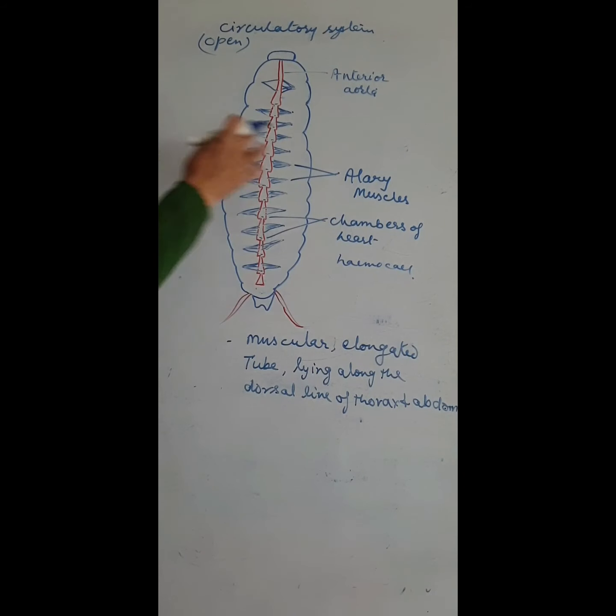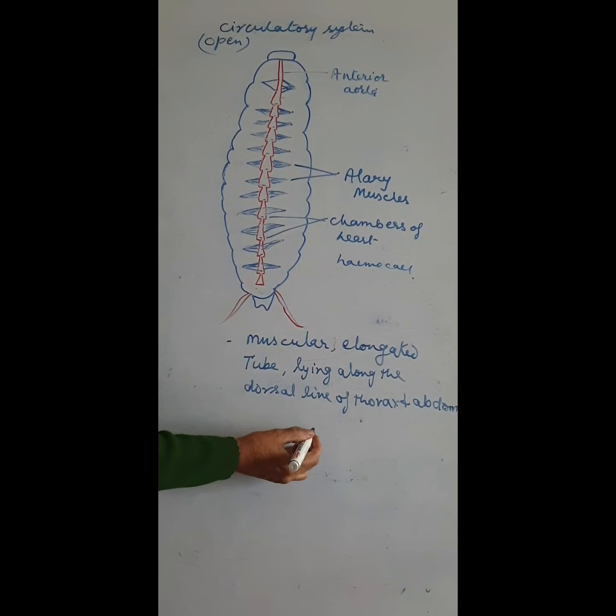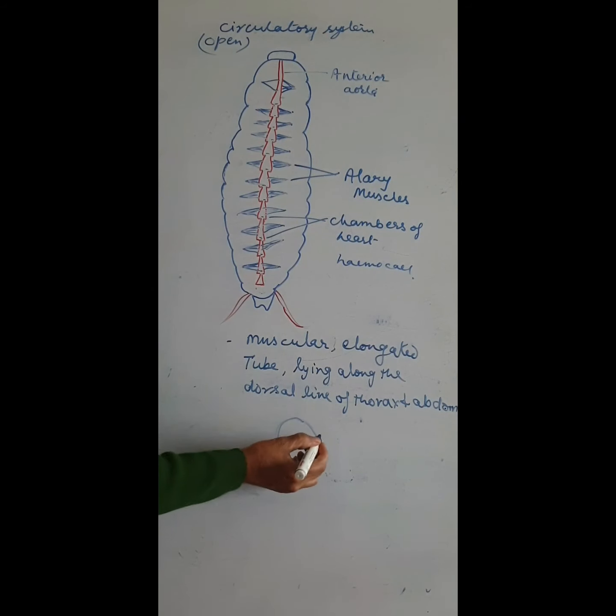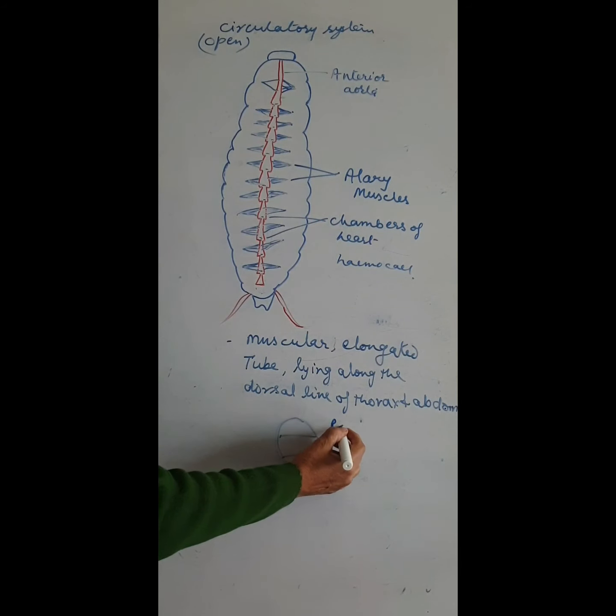The hemocoel is divided. For example, this is the body cavity. It is divided into 3 parts. The body cavity is called the hemocoel, and the hemocoel is divided into 3 parts. Two diaphragms divide the hemocoel into 3 cavities. The dorsal is pericardial.